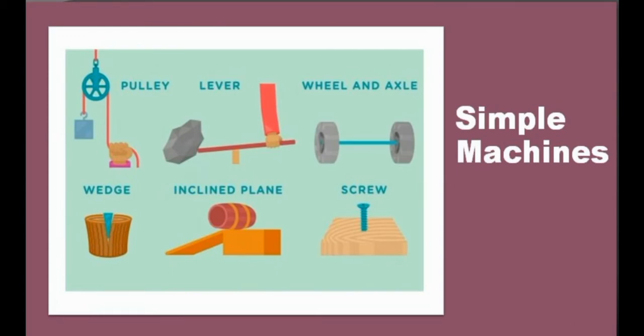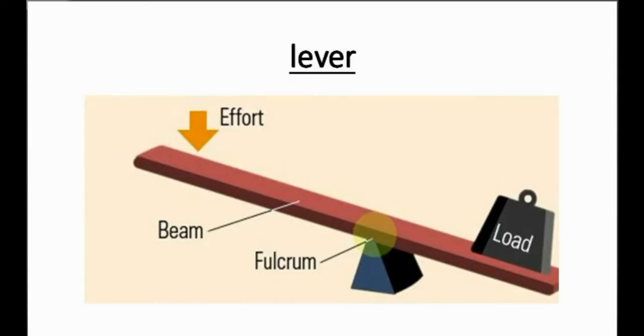These are pulley, lever, wheel and axle, wedge, inclined plane and screw. Let's learn about them. First is the lever. Commonly used tools like scissors, pliers, screwdrivers or hammers are levers.